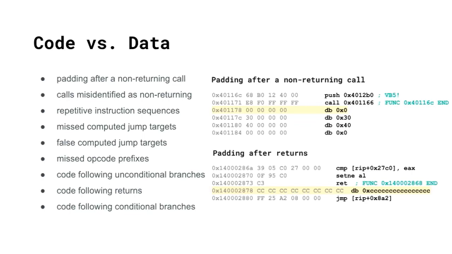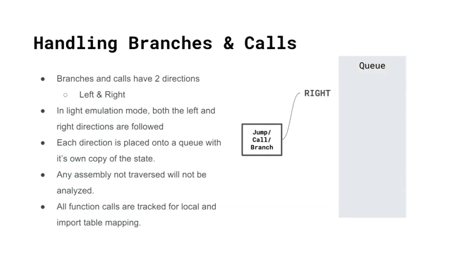If it's a non-returning call, we won't try to disassemble it. We'll just show it as data, and for any function that it links to, it will go and try to disassemble that function if it's in that list. Same with padding after returns. If you're using Visual Studio or some other common compiler, it will add a specific type of padding. You can configure that, but normally it's CC. So we try to identify that as best as we can.